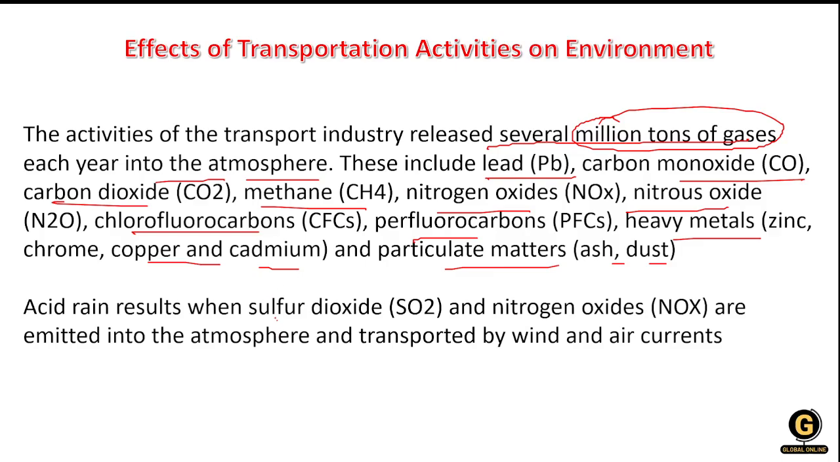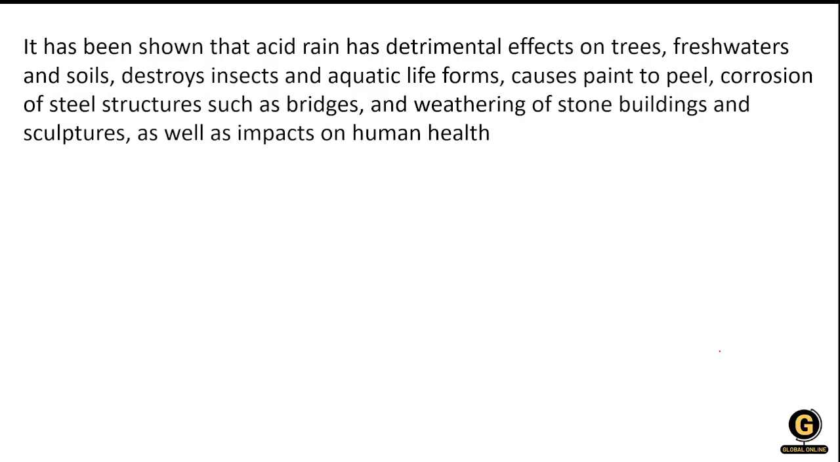Acid rain results when sulfur dioxide and nitrogen oxide, SO2 and NOx, are emitted into the atmosphere and transported by wind and air currents. Clear? In that way acid rain can happen.